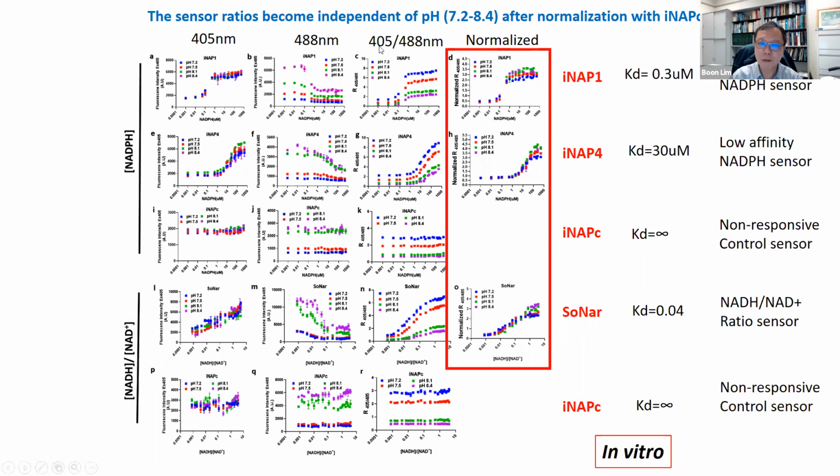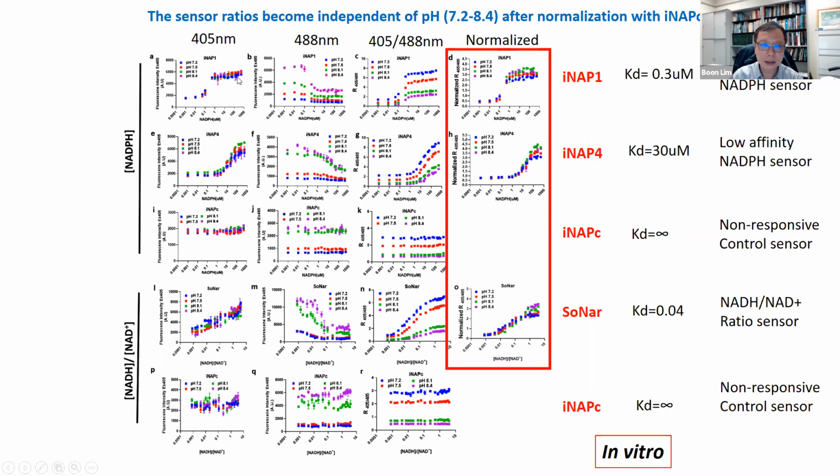And the ratio that we use is 405 and 488. For the NADPH sensors, there are two versions. One is iNap1, another one is iNap4. iNap1 is a high affinity NADPH sensor, whereas iNap4 is a low affinity NADPH sensor.